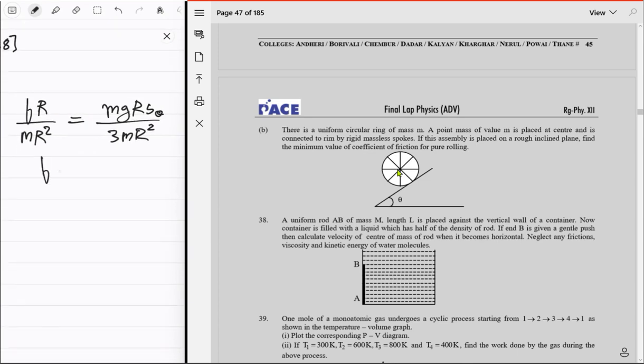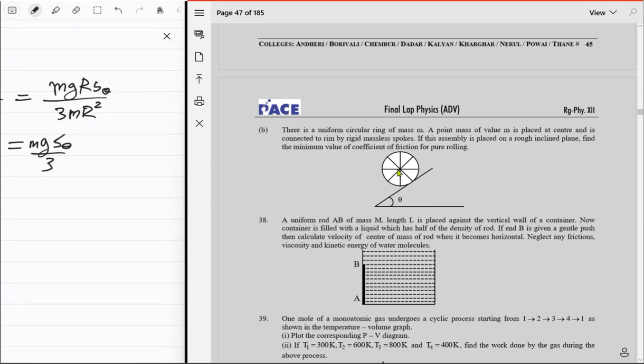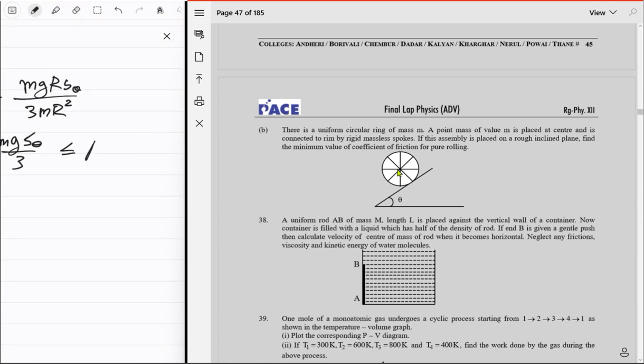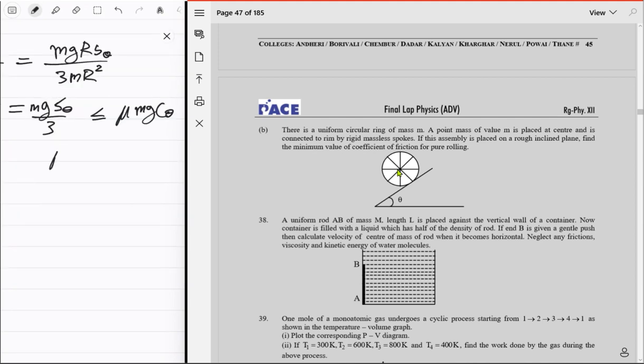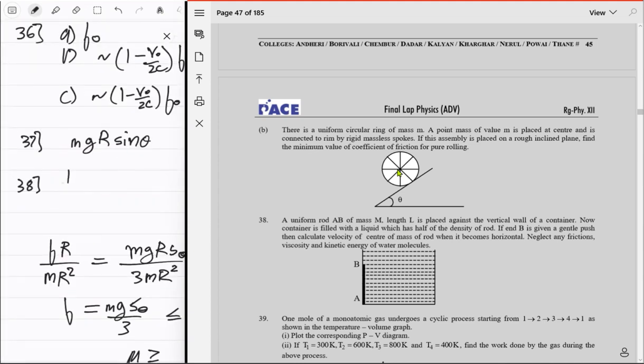That means f should be basically equal to mg sin theta upon 3, right? But we know that f is less than or equal to mu times n, which is mu mg cosine theta, which means that mu should be bigger than or equal to tan theta upon 3. So that's the minimum coefficient of friction required.